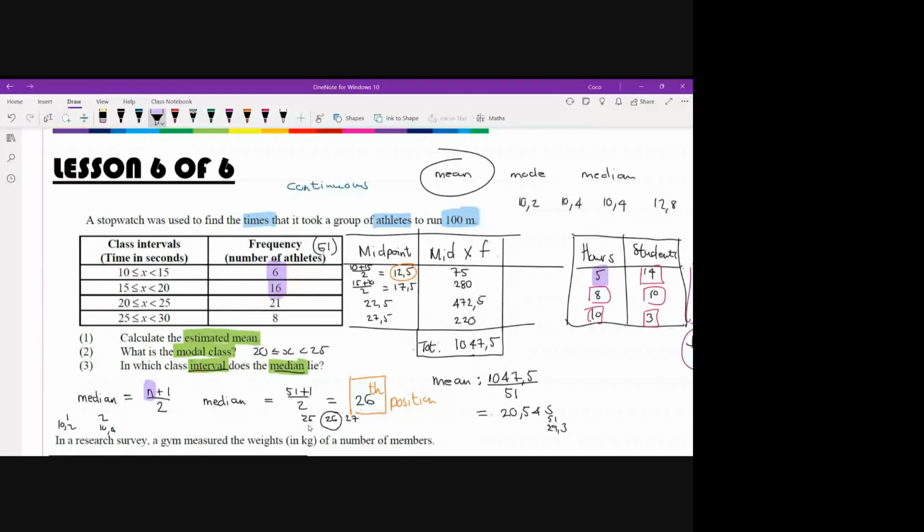Yes, correct, Abu. How many people have I counted so far? Good. I've counted 22. So I haven't reached the 26th person yet. Which interval am I going to reach the 26th person in? It's going to be in this interval. The 26th person is sitting in that interval. So when they ask us, which class interval does the median lie in? That's our answer. The median lies in the class interval 20 to 25.